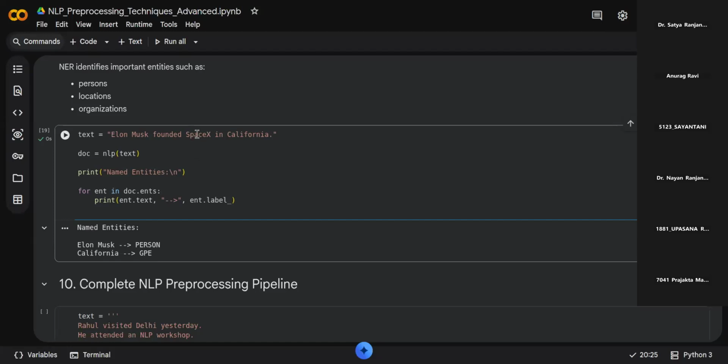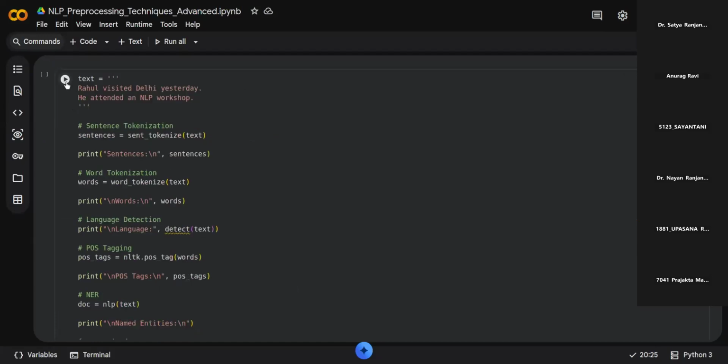Now SpaceX is not going to be recognized here because the model we are using, the small SM model, the pre-trained model, was not trained on this data. That's why it is difficult to find SpaceX as an organization. This is a small problem with the existing libraries. That's why sometimes you have to create your own NER tags and POS tags. So this is a complete pipeline.